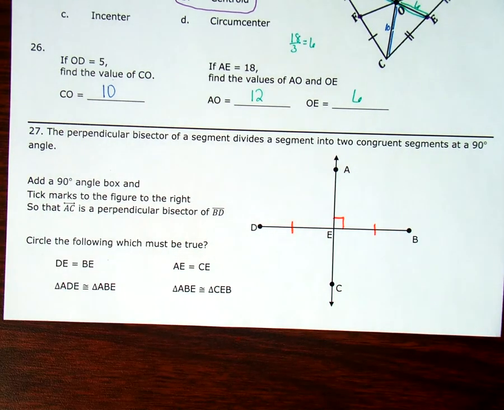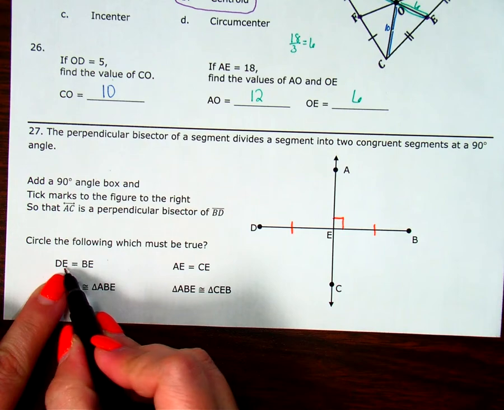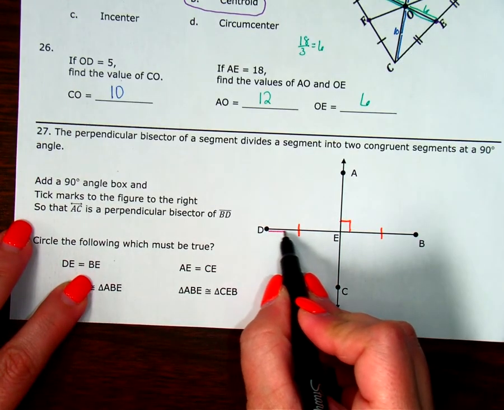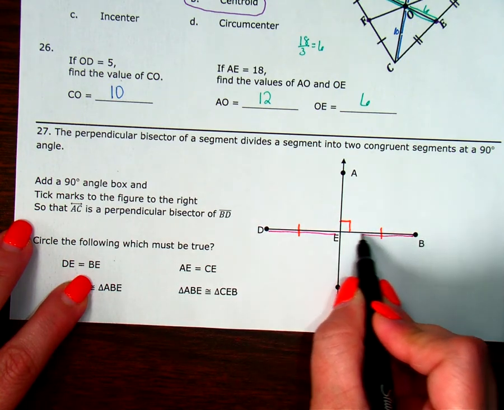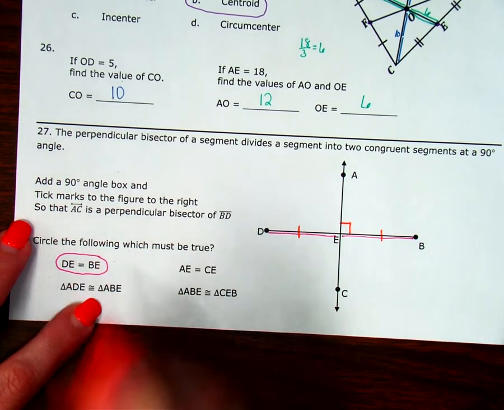Okay, done. Circle the following, which must be true. Not sure why there's a question mark there. The distance from D to E equals the distance from B to E. Let's see, D to E is here, and B to E is here, and yes, we put tick marks on them because it's been bisected. So I can circle that one. That is true.